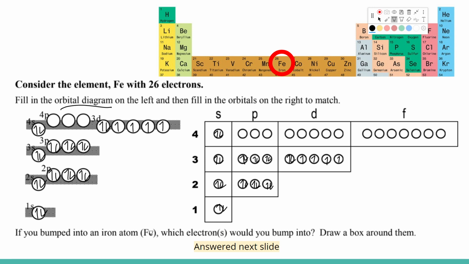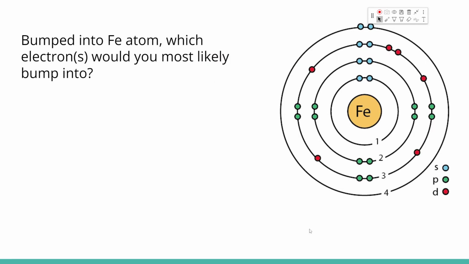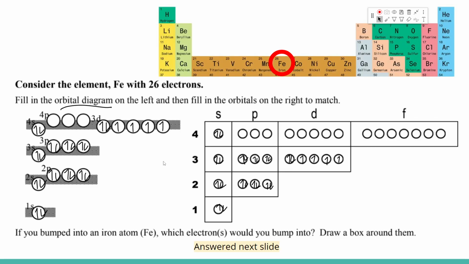Now, if I had iron as an atom, what would I bump into? Likely, right? So let's look at the Bohr diagram version because it'll be a little easier to see. And so here we have the first energy level, second, third, fourth. As a reminder, the energy levels are these numbers here, or the number in the very front of the letter.